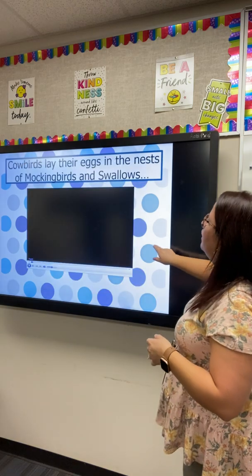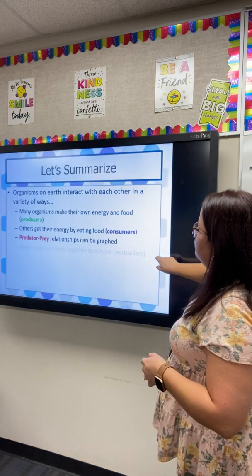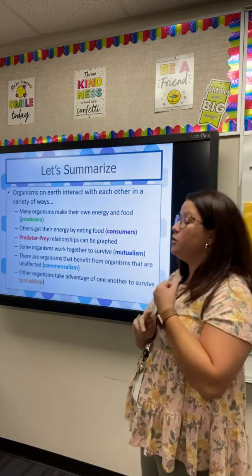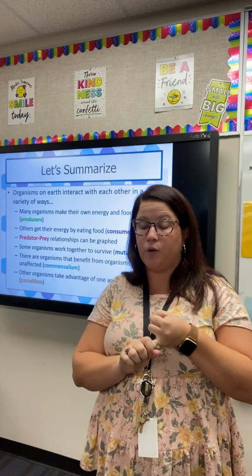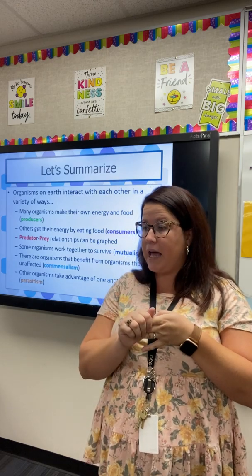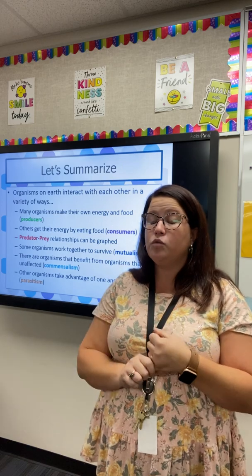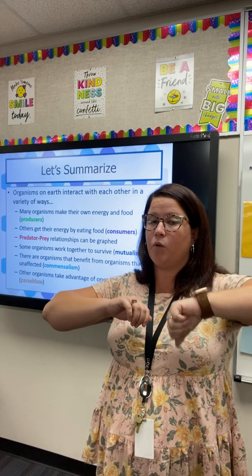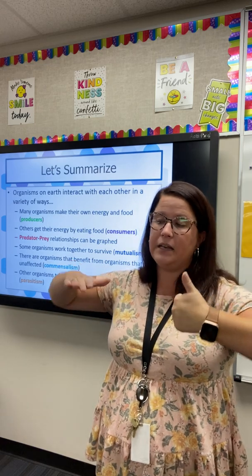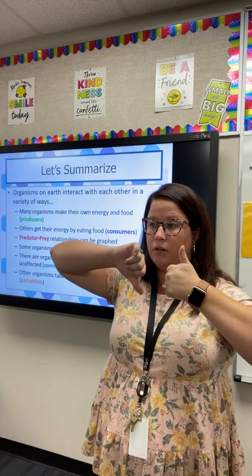All right, so we talked about lots of things right now. So we talked about producers, which make their own food, consumers, which eat other things to get food. We talked about predators and prey. Predators do the eating and prey gets eaten. We talked about mutualism, where both organisms benefit. We talked about commensalism, where one benefits and one is unaffected. And then we talked about parasitism, where one benefits and one is hurt.